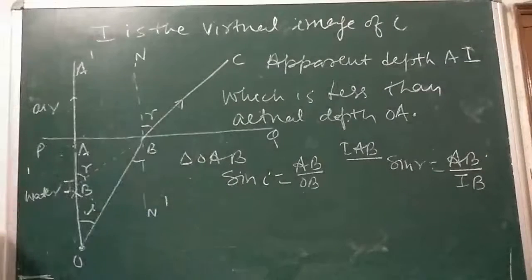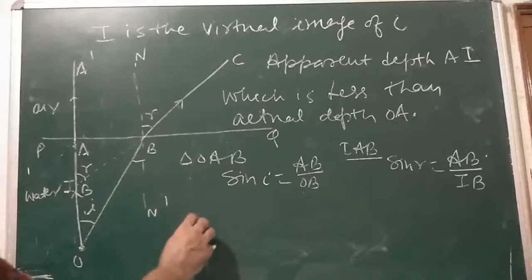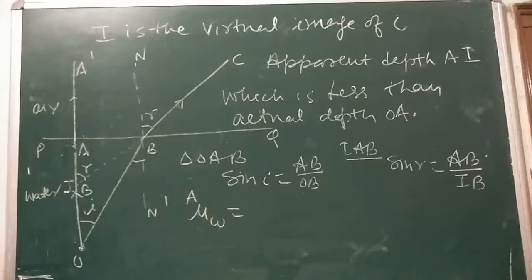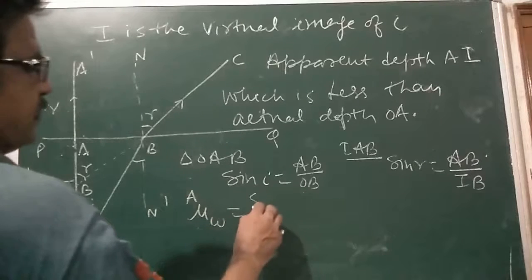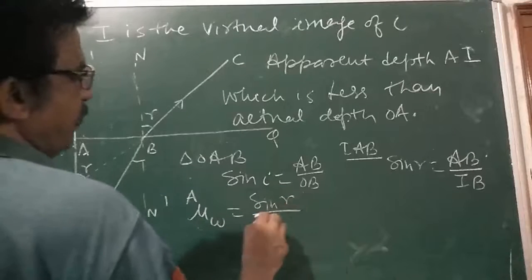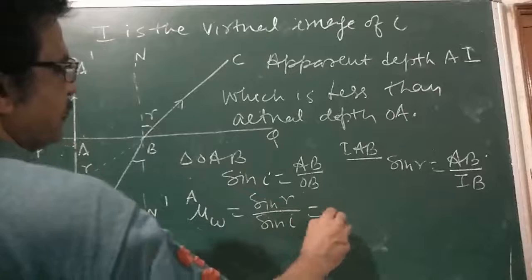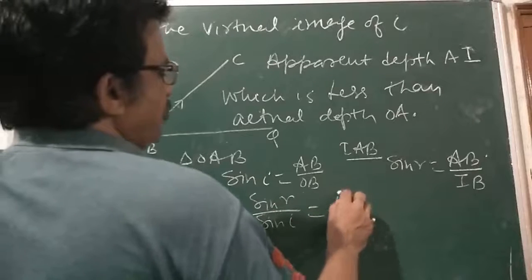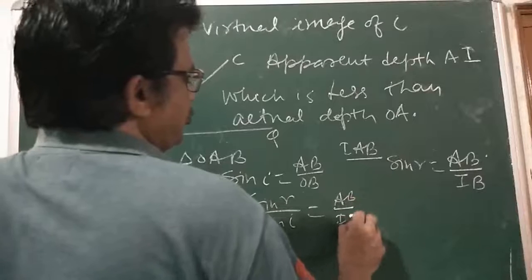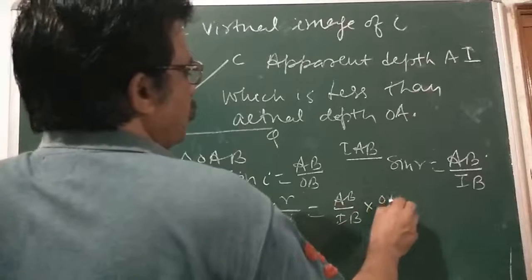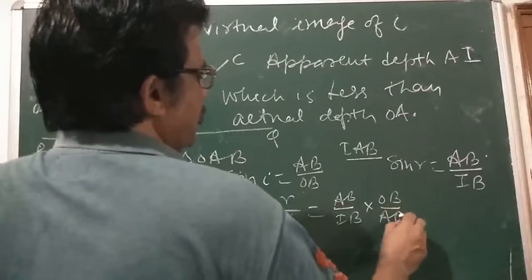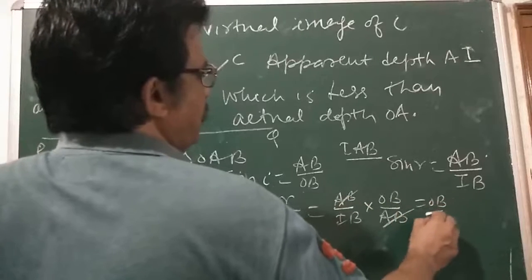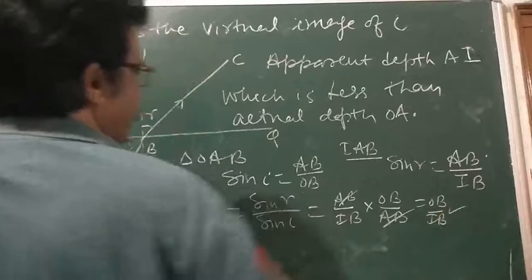Now, the refractive index of water with respect to air, that is sin of I divided by sin of R, that is AB upon OB into IB upon AB. This cancels out, so this is IB upon OB. Here is the result.